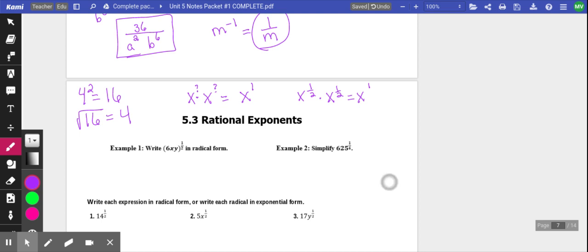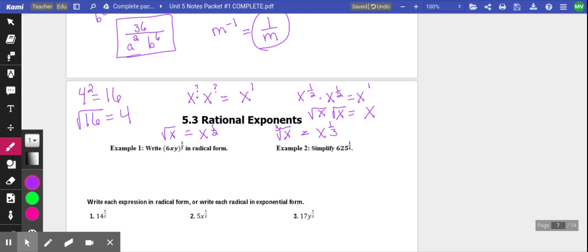But we should also know that since squaring and square rooting are opposites, the square root of x times the square root of x also equals x, because that gives me the square root of x squared, which is x. So the point of this is that I can write the square root of x as x to the 1/2 power. And I can write the cube root or the fifth root or any root of x as x to the 1/3 power.